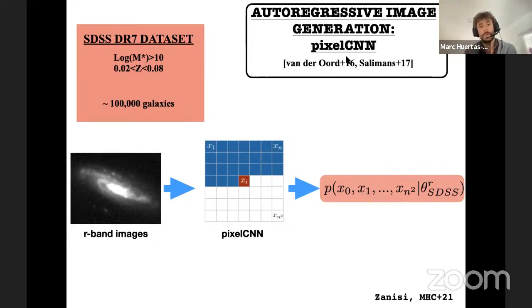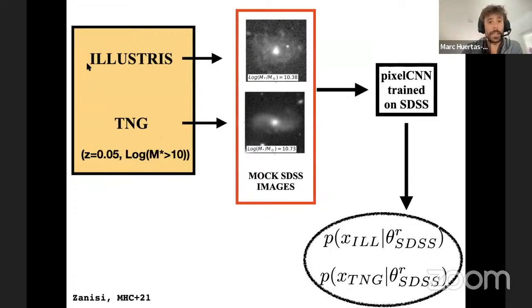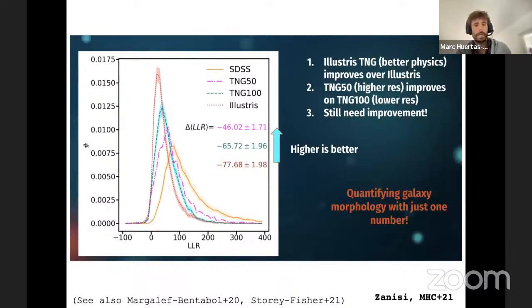And so basically you can use these models to estimate the joint probability of a given image with the properties of the Sloan. Okay, and so then you can get the mocks from Illustris and TNG, and then estimate, based on the probability distributions that you have learned on observations, how likely it is that these simulations come from the same probability distribution. Okay. And if you do that, again, I'm going a bit fast here for the sake of time, but as I said, I'm trying to show you some experiments.